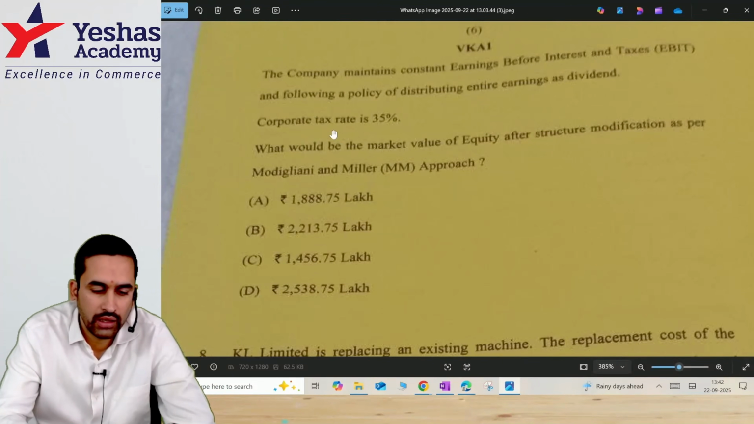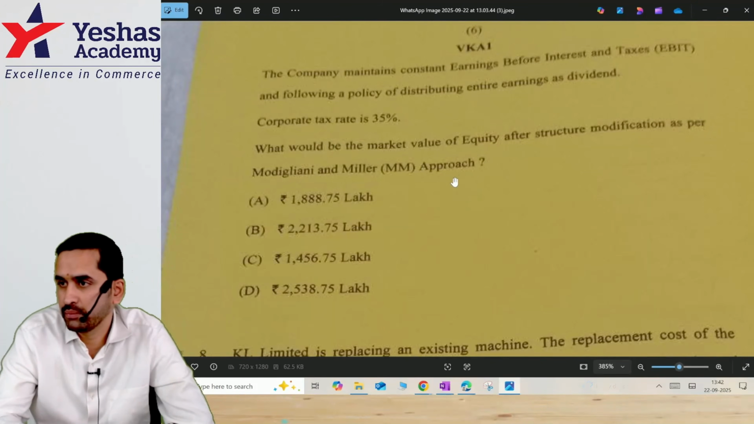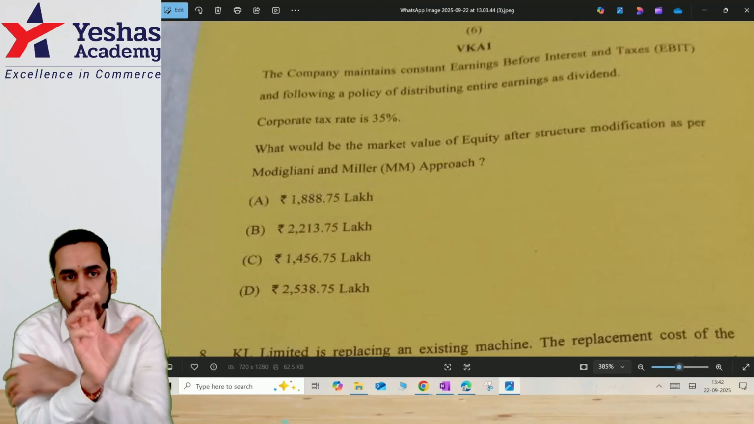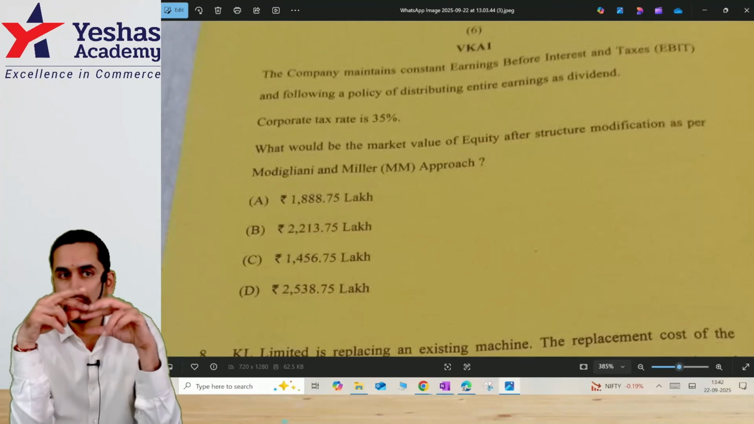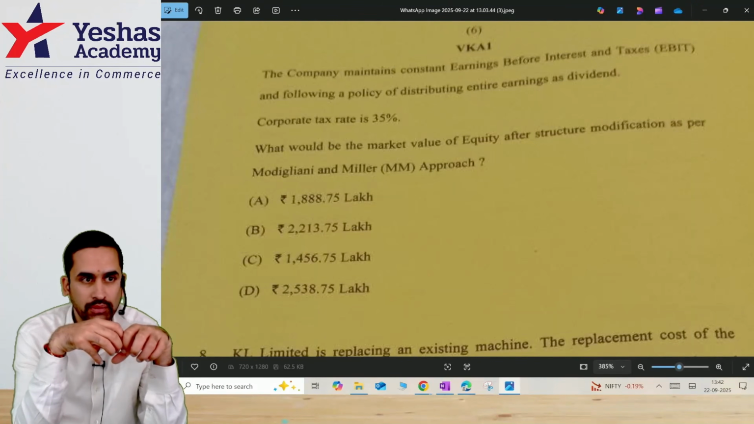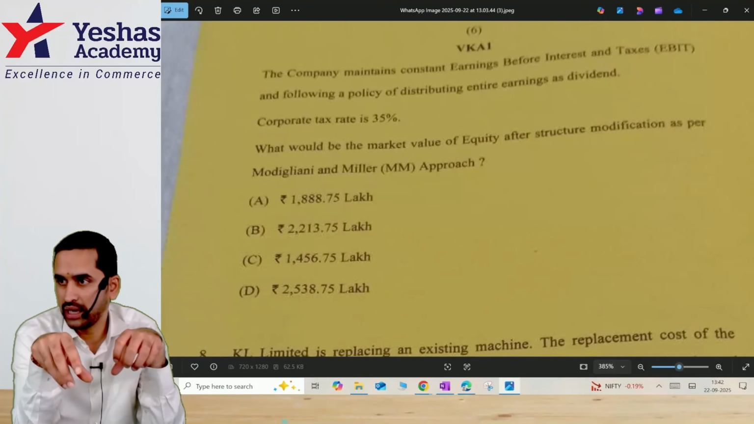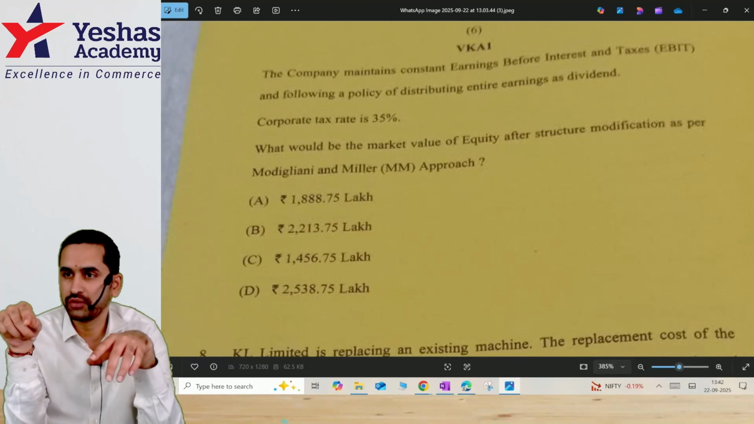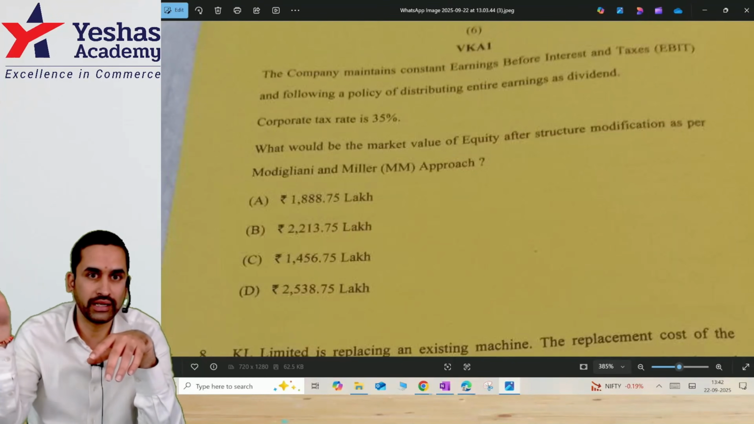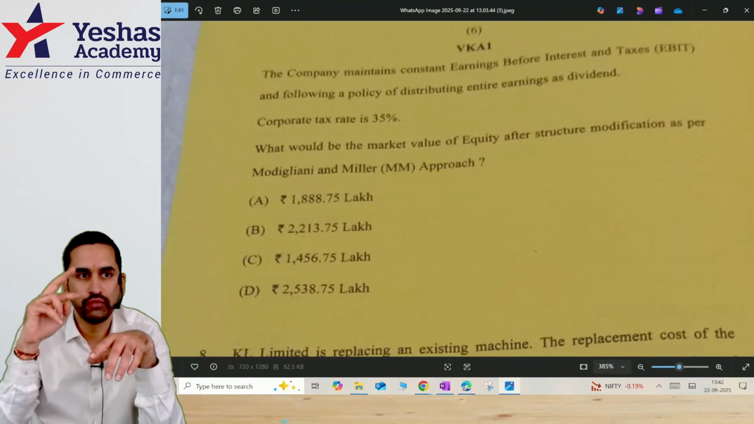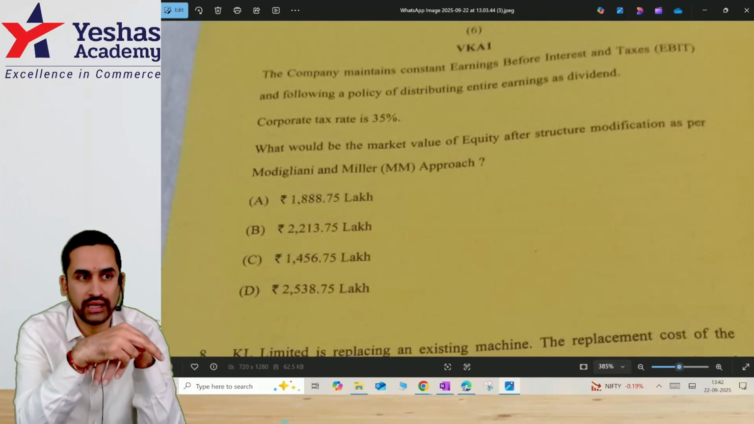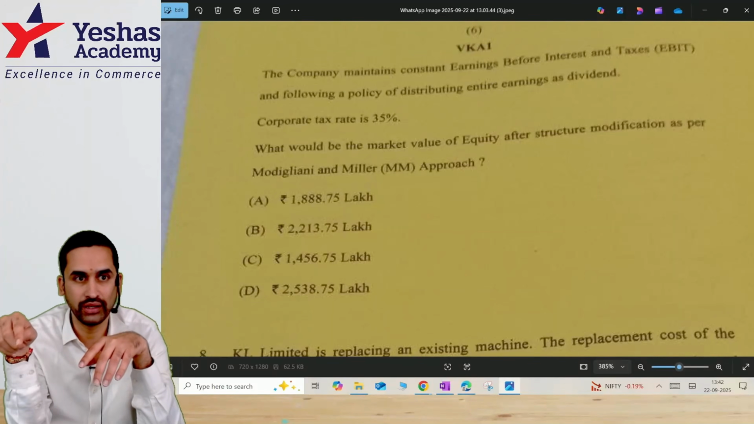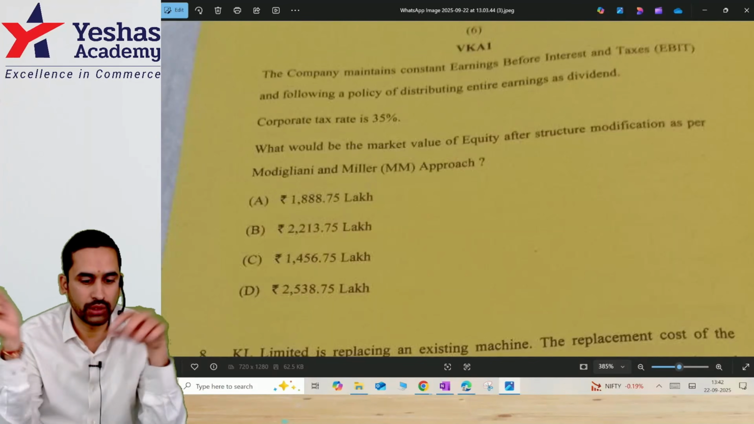and here the company maintains its EBIT and tax rate is 35%. What would be the value of equity after structure modification as per approach? That means they want you to do value of the levered firm, because after buyback some shares will come down, that much of debt will get added. What happens when you add debt? You are a levered firm. And how to find out value of a levered firm? Value of unlevered firm plus debt into tax rate. First you have to do value of unlevered firm. That was there in the question already. Existing valuation. Only debt into tax rate to be added.